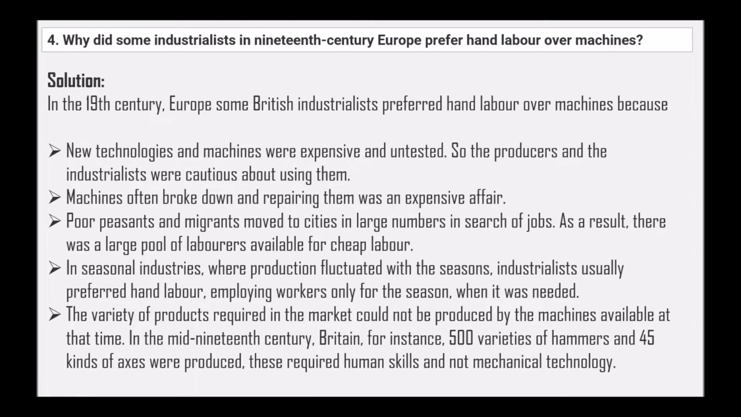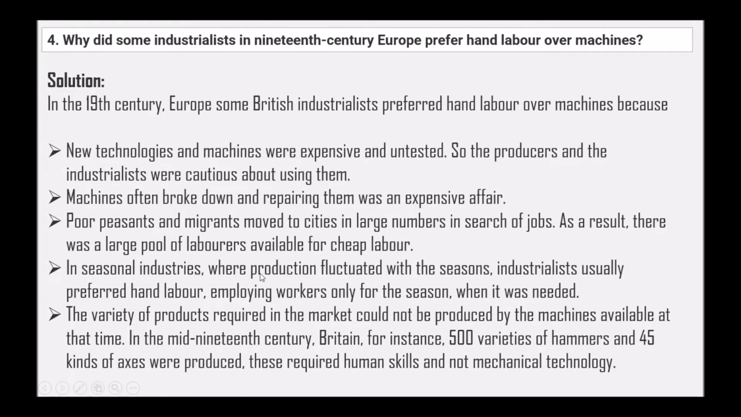Why did some industrialists in 19th century Europe prefer hand labor over machines? In 19th century Europe, some British industrialists preferred hand labor over machines because new technologies and machines were expensive and untested, so the producers and the industrialists were cautious about using them. Machines often broke down, and repairing them was an expensive affair. Poor peasants and migrants moved to cities in large numbers in search of jobs. As a result, there was a large pool of laborers available for cheap labor.